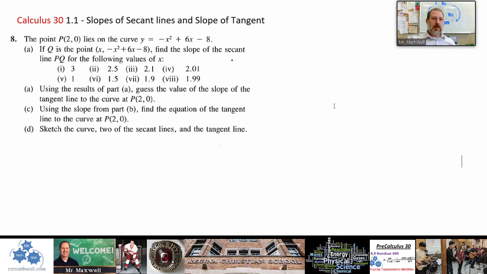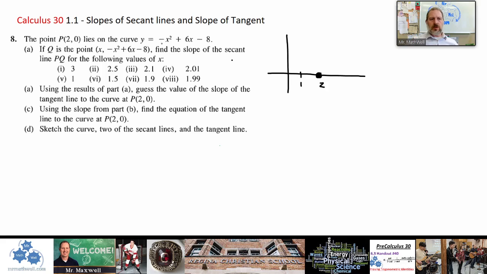The tangent problem. So here's question number 8, and it says this: the point P(2, 0). Now that's an x-intercept, isn't it? (2, 0) lies on the curve y equals negative x squared plus 6x minus 8. So what do I know about this? You don't have to draw this, but here's (2, 0). This is a point that's on this curve.